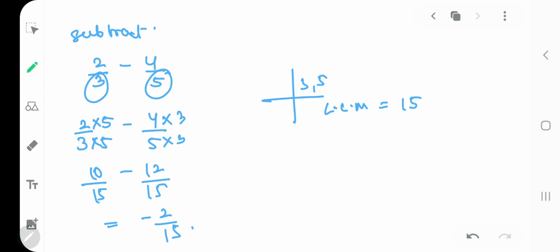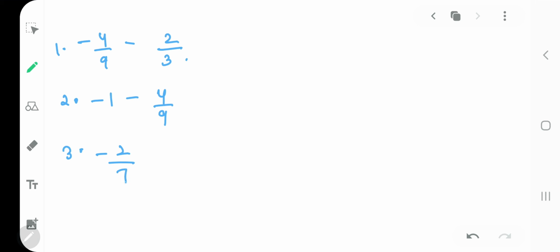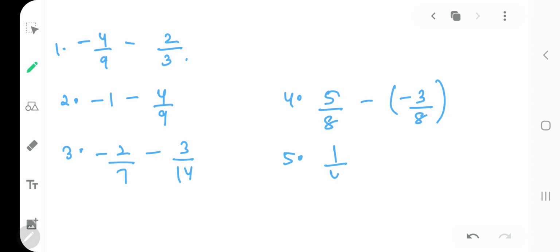Is that clear? So similarly, you have a task for this. Number 1, minus 4 by 9 minus 2 by 3. Number 2, minus 1 minus 4 by 9. Number 3, minus 2 by 7 minus 3 by 14. Number 4, 5 by 8 minus 3 by 8. Number 5, 1 upon 4 minus 3 upon 8. Got my point clear? Okay.